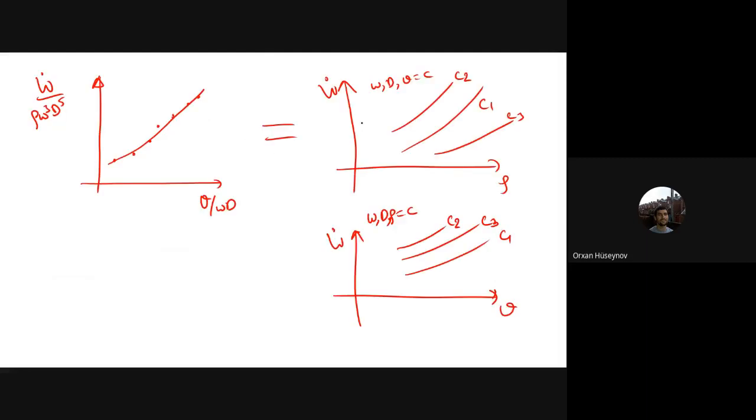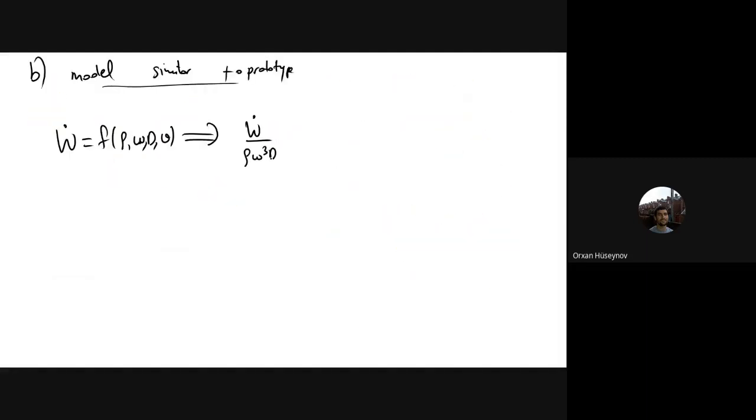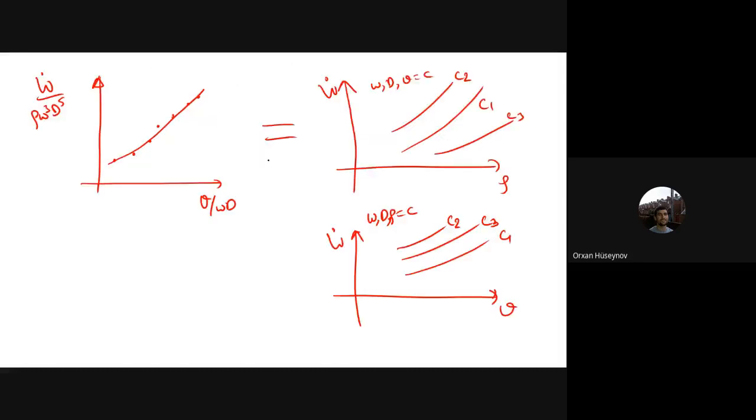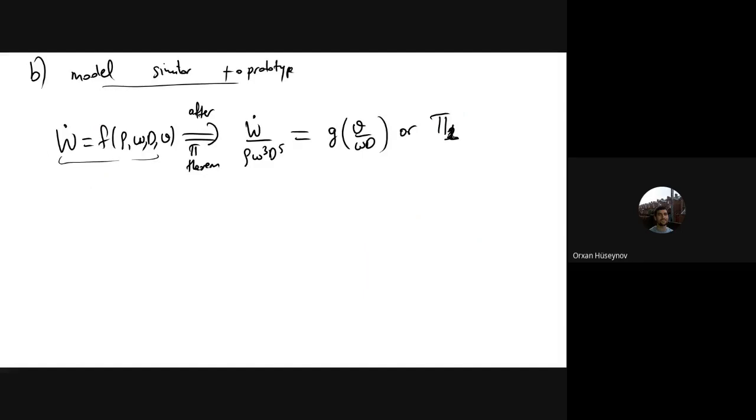Now if they are similar, is pi 1 of the prototype the same as pi 1 of the model? Let me first finish the pi 1 part. We have found that work dot is a function of rho, omega, and d, and we have shown that work dot divided by rho omega cubed d to the power of 5 is a different function of V dot by omega d cubed. After the pi theorem we have found this. In other words, pi 1 is a function of pi 2.